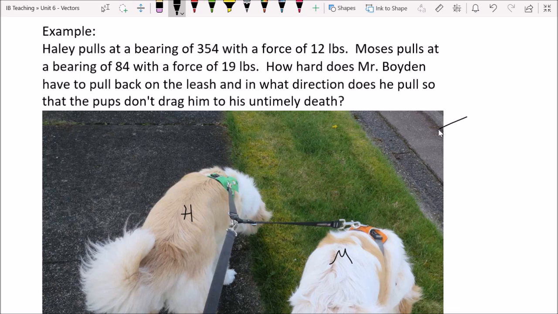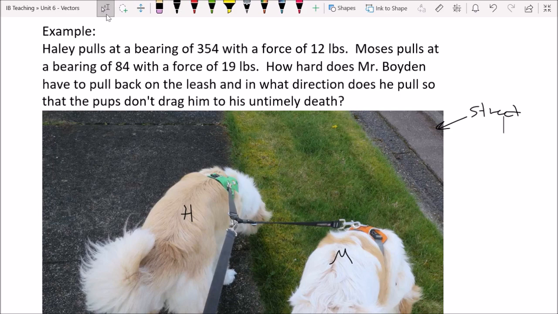And guys, I say death because this is the street right here. And clearly, if I let the dogs drive, Moses is going to drag me right out into the street, which he tends to. In fact, we walked around the University of Puget Sound this morning, and he did try to pull us into the street. So yeah, we got to be ready for that.